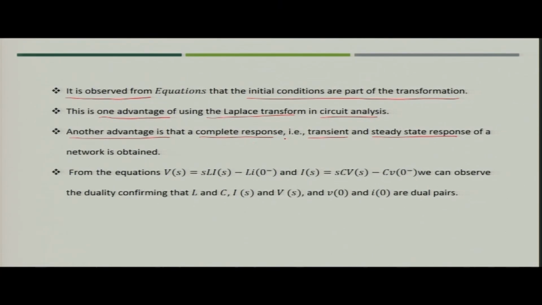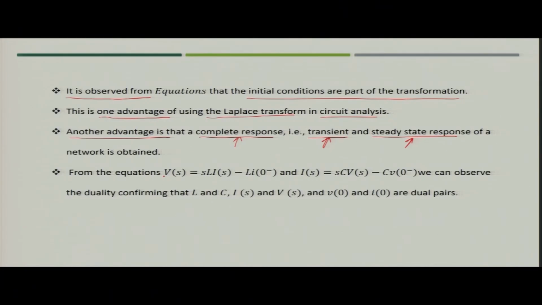If you remember, when we were discussing the step response of first order and second order circuits, we split the solution into natural response and forced response, found both responses separately, and finally summed them up to get the final response. But in this case we need not worry about analyzing two solutions separately and then summing them up, because circuit analysis using Laplace transform will directly give you the complete response of the circuit.